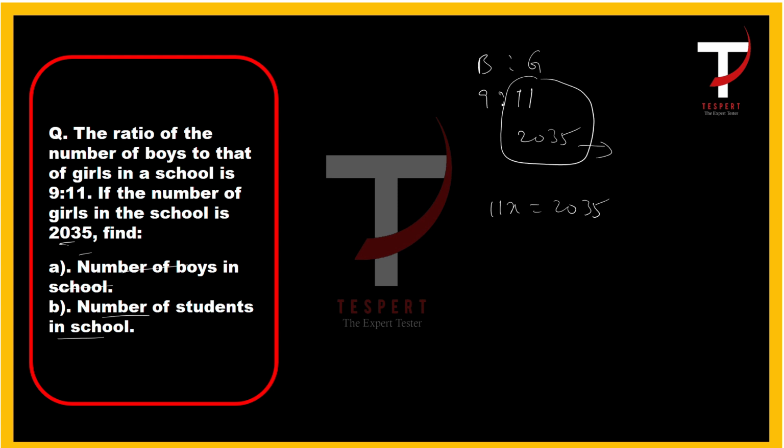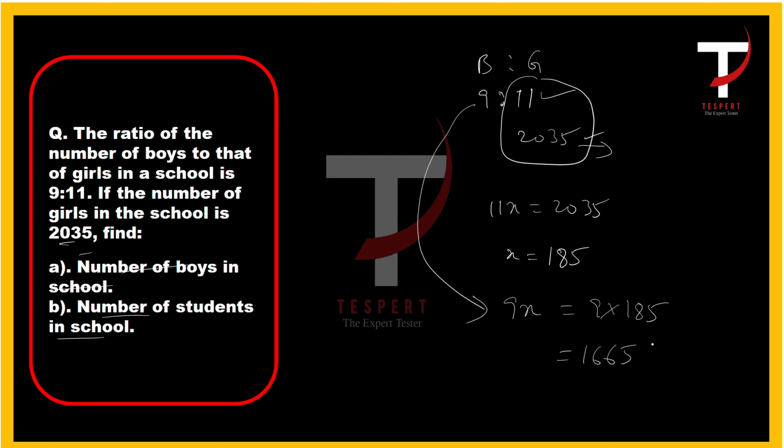So we must equalize these two, right? The part of the girls here and the number of girls. So x will be equal to 2035 divided by 11, that's 185. So how to calculate the number of boys? Number of boys is equal to 9x. 9x means 9 into 185, which is equal to 1665.